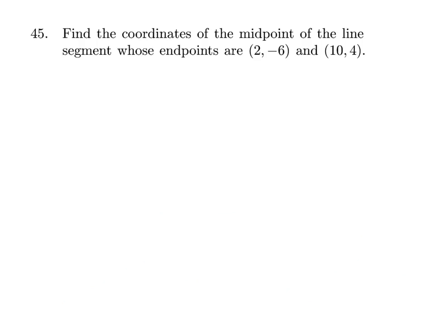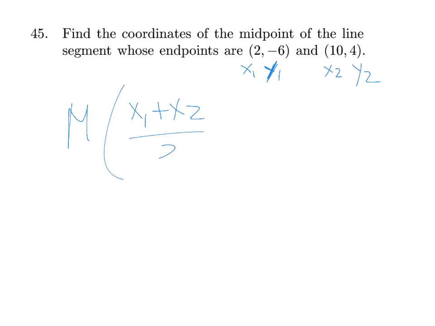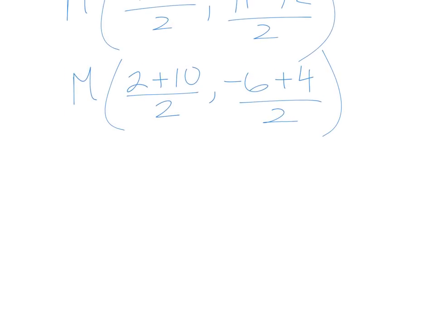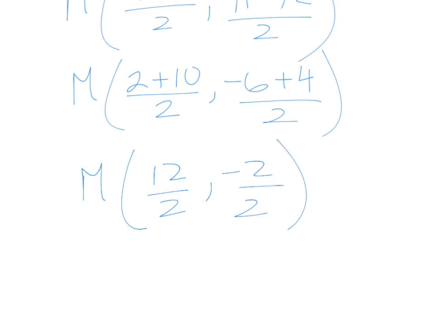Done. All right, find the coordinates of the midpoint of the line segment whose endpoints are 2, negative 6, and 10, 4. All right, midpoint formula, x1 plus x2 over 2, y1 plus y2 over 2. Okay, so plugging in the information they give me, 2 plus x sub 2, y1, which is negative 6, plus y sub 2 over 2. All right, so I have 12 over 2, and then I have negative 2 over 2, which leaves me with 6, negative 1. Done.